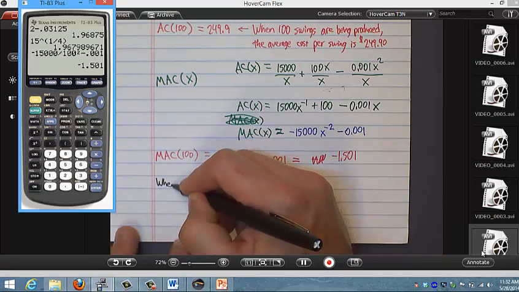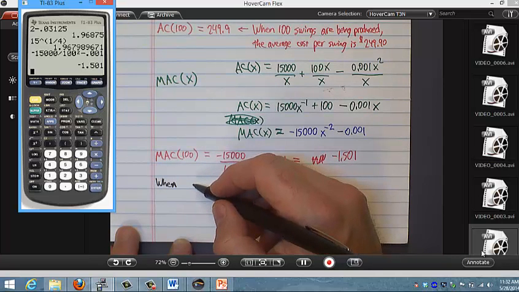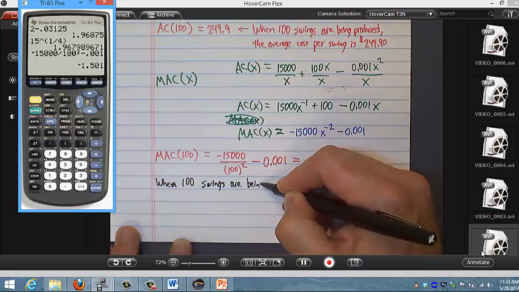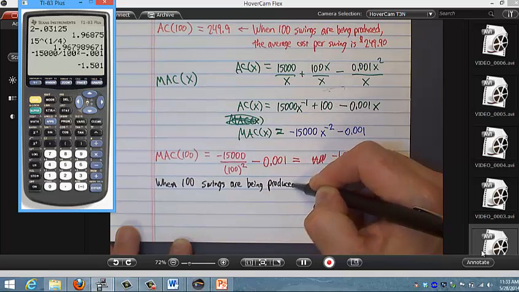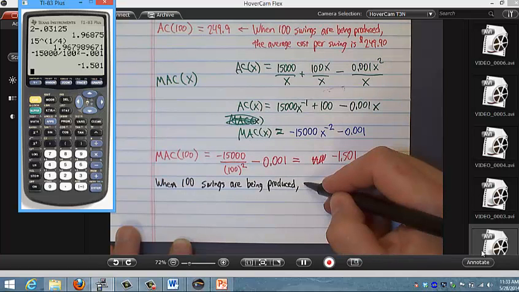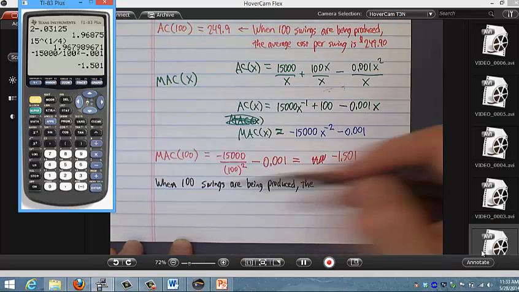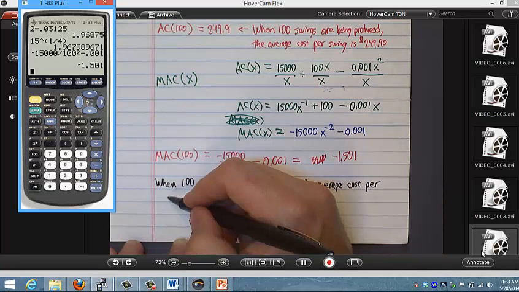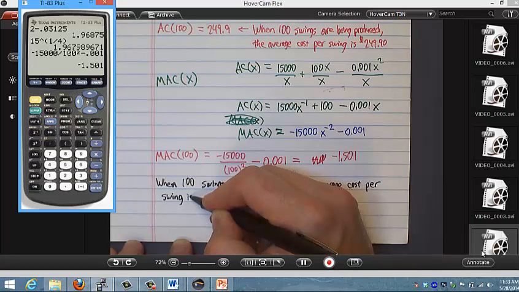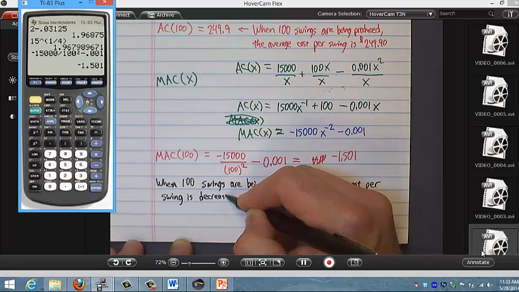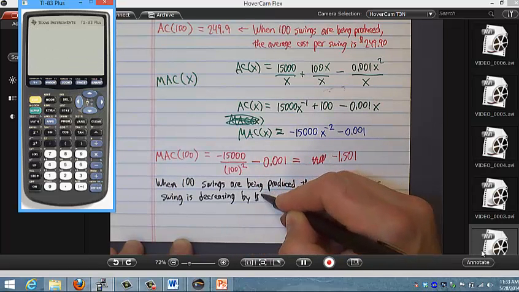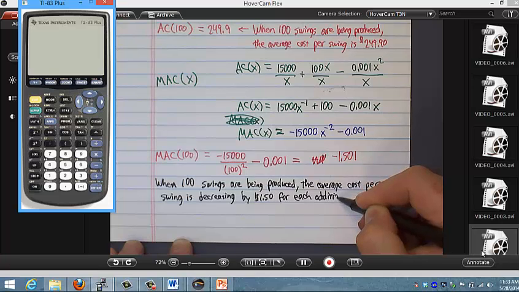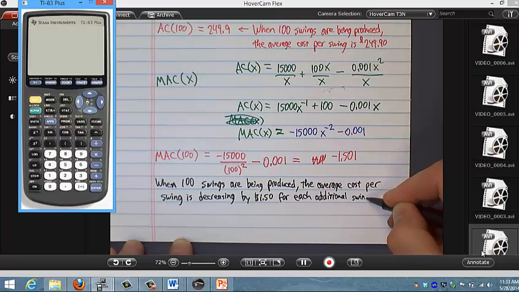When, you know what I'm going to say first, right? When 100 swings are being produced, I could say the average cost per swing is decreasing by $1.50 for each additional swing produced.